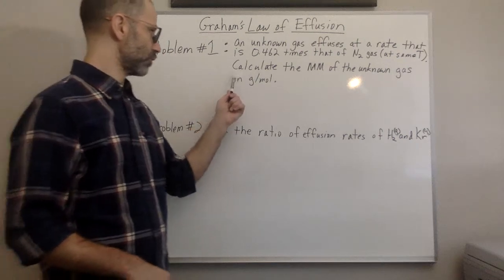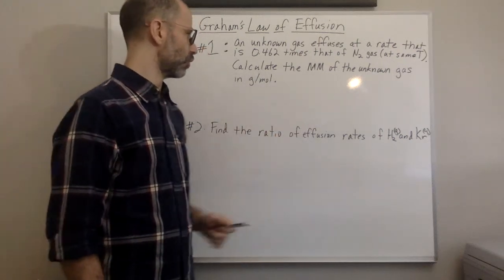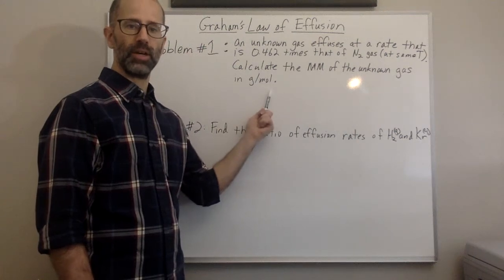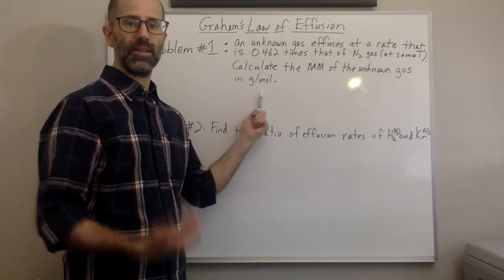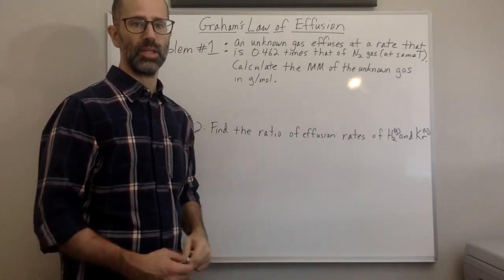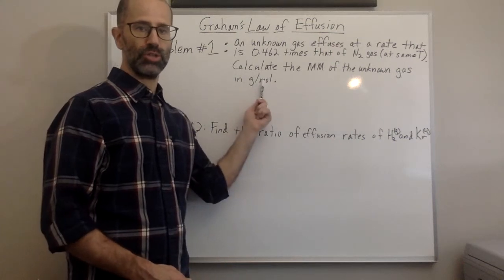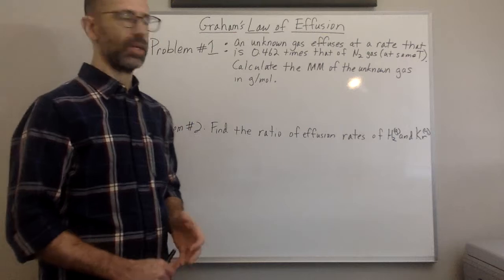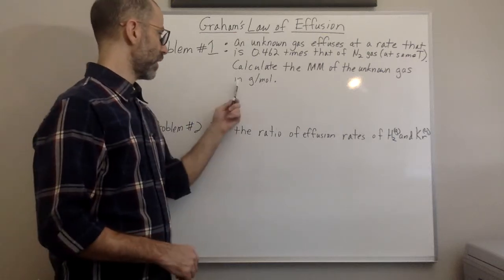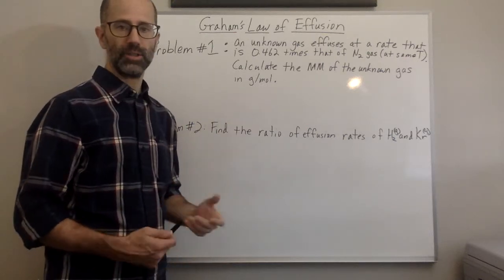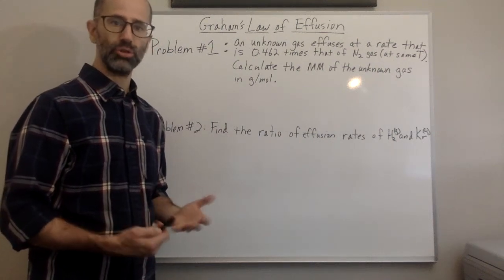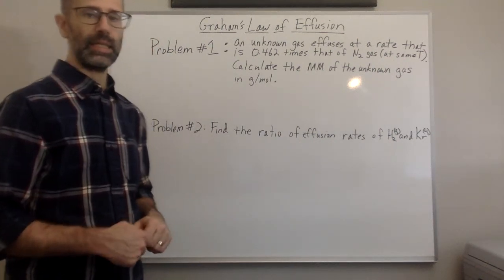Here they're asking you to calculate the molar mass of the unknown gas in grams per mole. That's important to note because when you use the equation, the molar mass is going to come out in kilograms per mole, because of the R constant, which is in joules, which has kilograms in it.